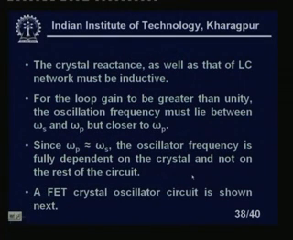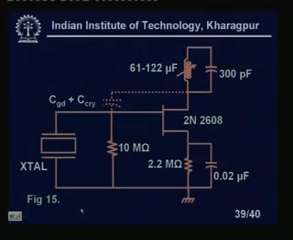Now, let us look at a FET crystal oscillator shown in this next figure. We see that it uses a FET, and it is basically a Colpitts oscillator. You can see here a typical Colpitts oscillator. I have a crystal here, a 10 mega ohm resistance, and a transistor 2N2608, and these are tank circuits with values 61 to 122 microfarads with 300 picofarad capacitances, an emitter bypass capacitor of 0.02 microfarads, and an emitter resistance of 2.2 mega ohm.